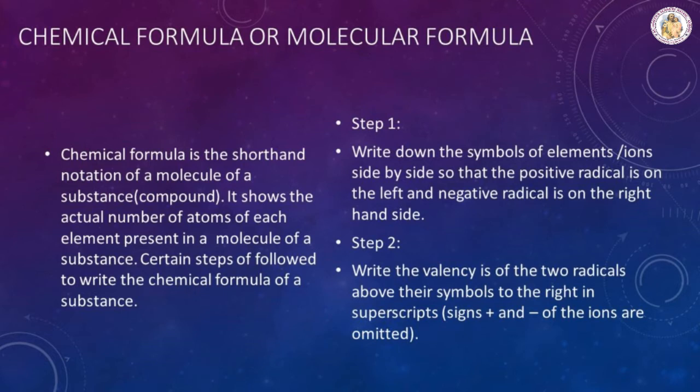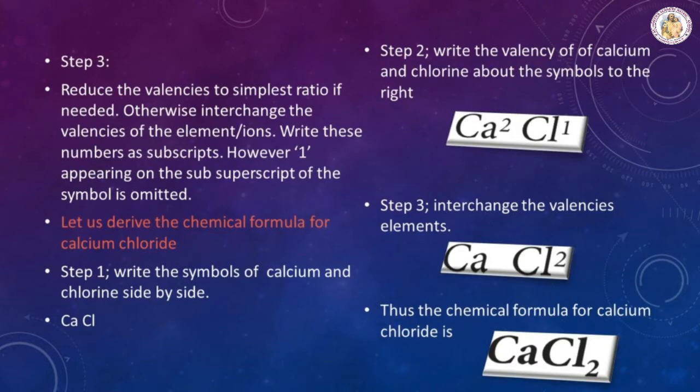Step 1. Write down the symbols of elements or ions side by side so that the positive radical is on the left and the negative radical is on the right hand side. In step 2, write the valencies of the two radicals above their symbols to the right in superscript, and the signs plus and minus of the ions are omitted. Reduce the valencies to simplest ratio if needed.